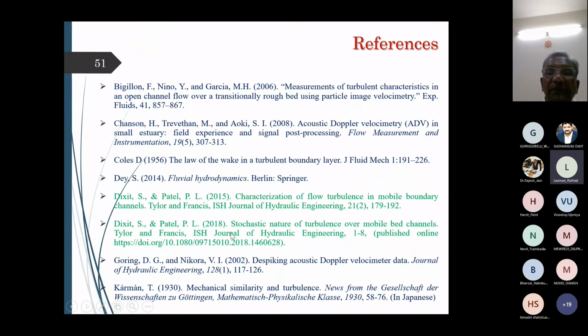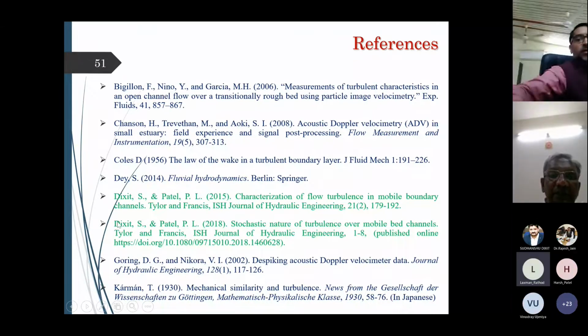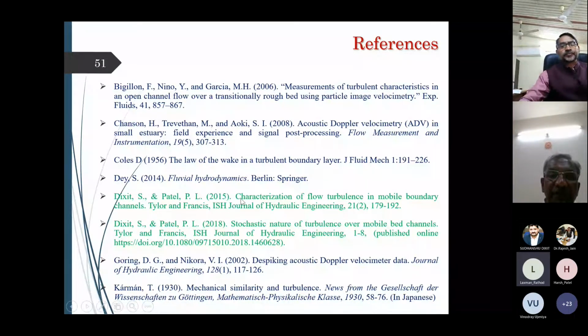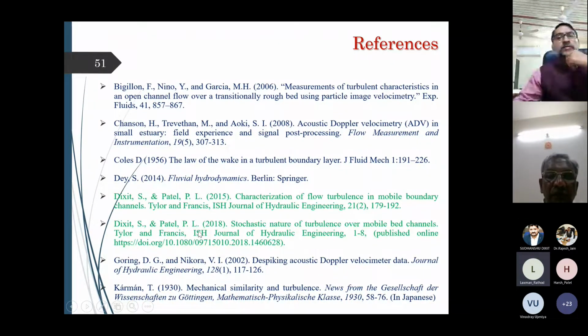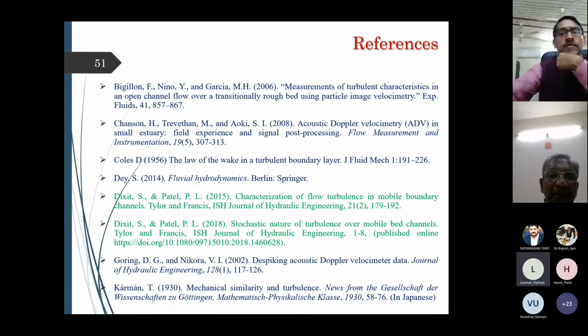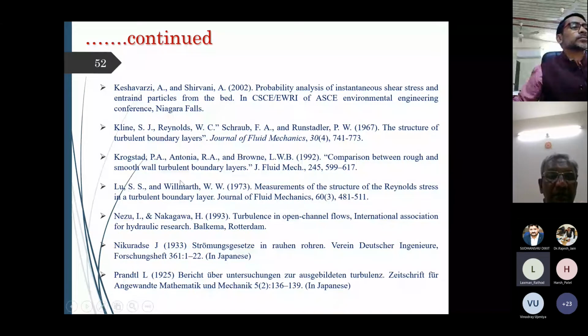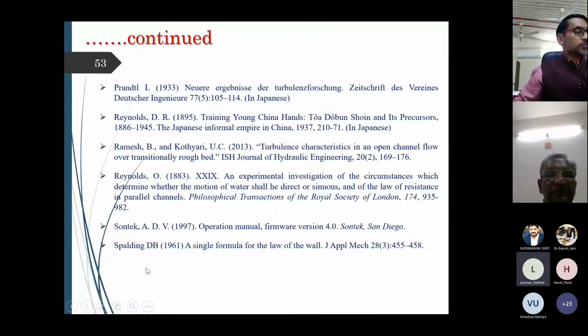So these are the few references. This is a very good book on fluvial hydrodynamics, written by Professor Dey from IIT Kharagpur, and this is a very nice book. You have to refer to these two papers, on which my lecture is based. Complete details are available, published in 2015 and 2018. So you can refer to those discussions in detail to understand the situation. And then we have all the other references there with us.